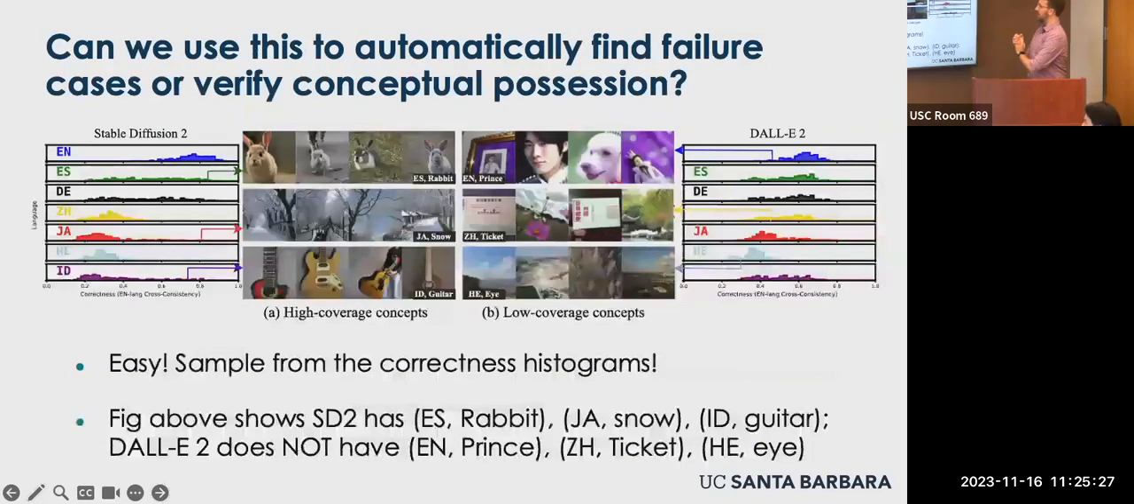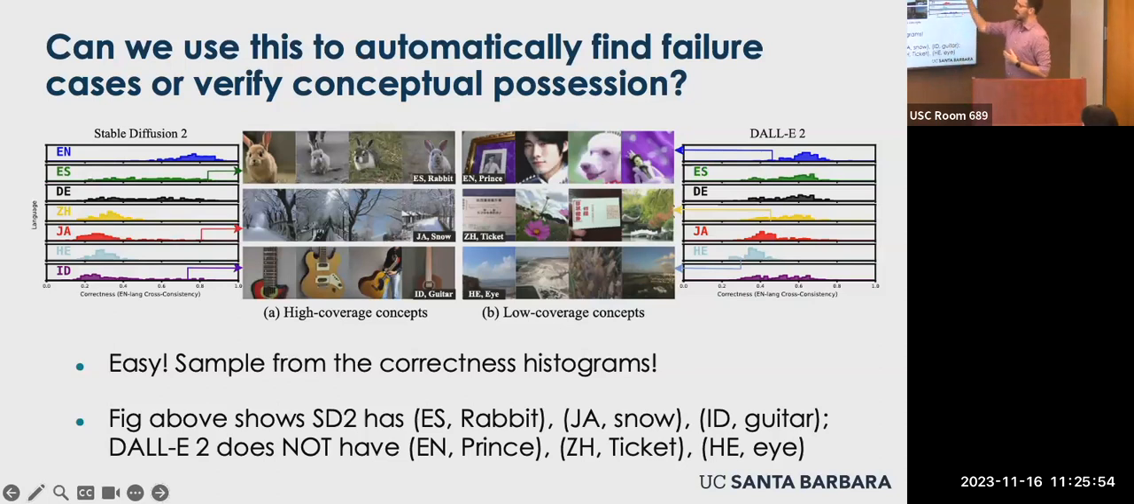So also these metrics are effective for picking out of the histogram concepts that work and don't. Through direct inspection, we can confirm that these relatively contrived metrics of just comparing the extracted features from English to the other language are indeed predictive of possession of a concept. So, we sample this very rightward concept from the Spanish distribution. The concept is rabbit, the pictures are rabbits. Same thing for snow, guitar, etc.